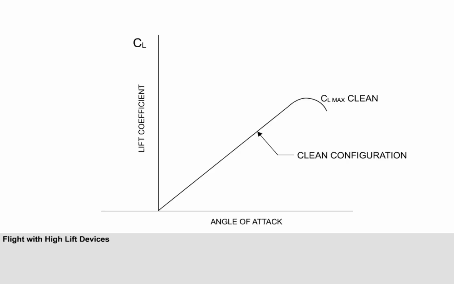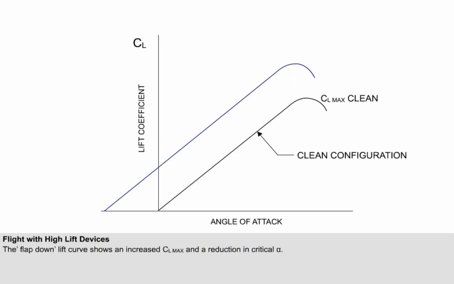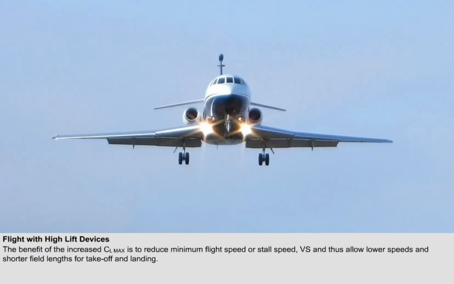When we compare the lift curve of a clean wing, that is, with all high lift devices up, with that of the same wing with flaps down, it can be seen that the lift curve moves up and to the left. This has the effect of increasing CLmax and slightly reducing the critical angle and the angle of attack for any given lift coefficient. The benefit of the increased CLmax is to reduce minimum flight speed or stall speed, VS, and thus allow lower speeds and shorter field lengths for takeoff and landing.